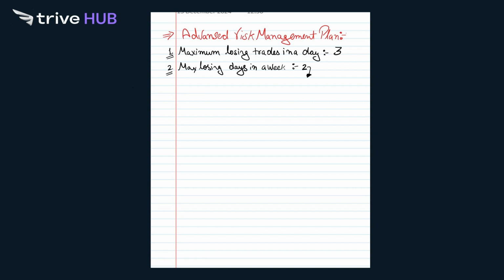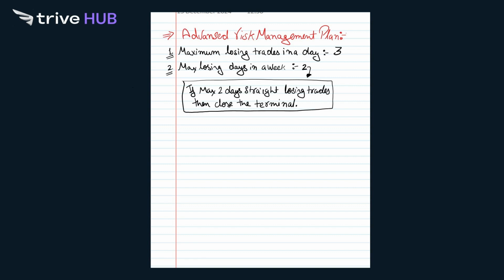Is it the market or is it the trading strategy? You will evaluate, you will learn a new concept, and then start afresh in the next week after taking a good rest, because with a fresh mind you can take good rational decisions. If you have a maximum of 2 days of straight losing trades, then close the terminal. Very basic thing. Okay, this is how you can control unnecessary actions.